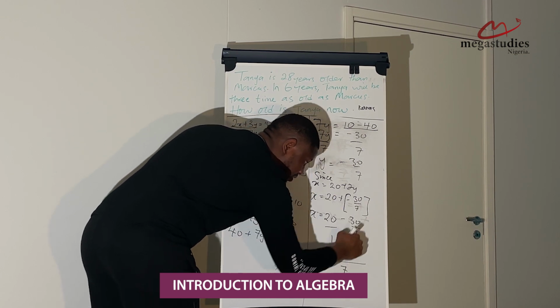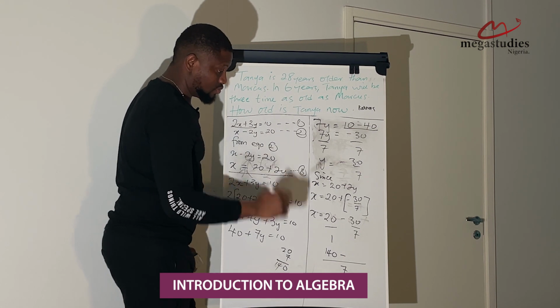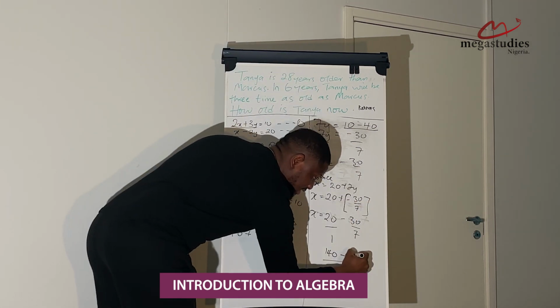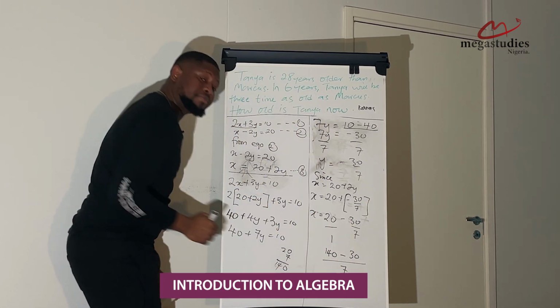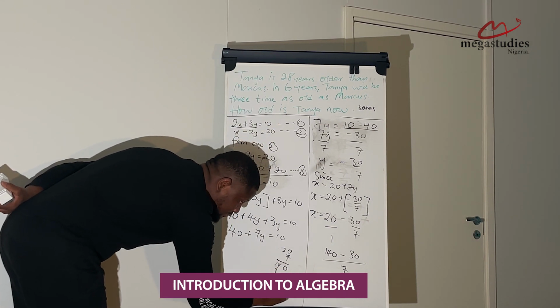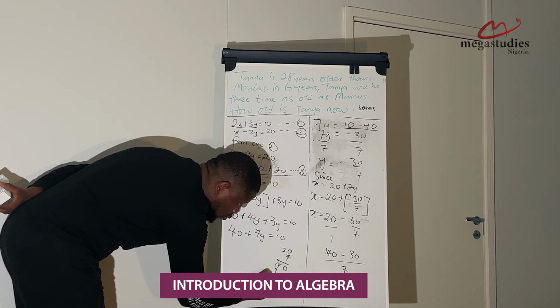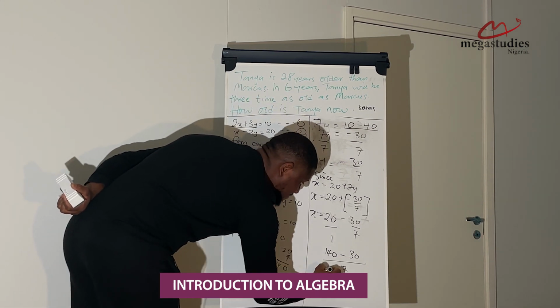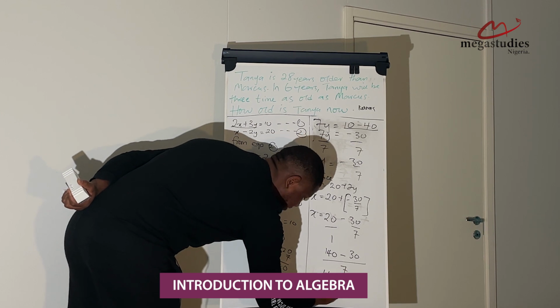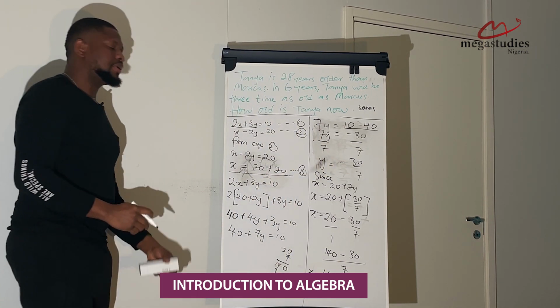Minus is there. 7 divided by 7 is 1. 1 multiplied by 30, we have 30. So 140 minus 30, we have 110. We have 110 over 7. Now this is the value of x.